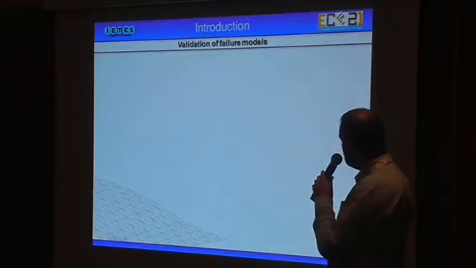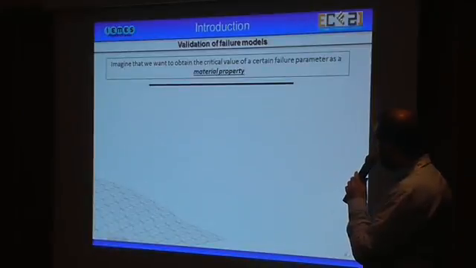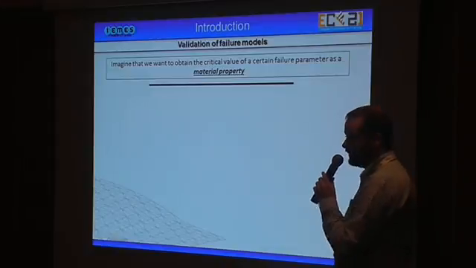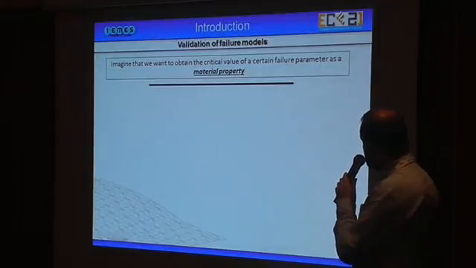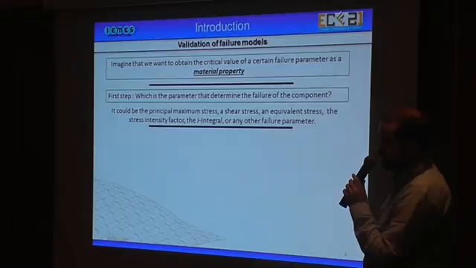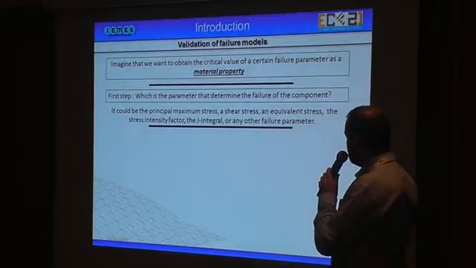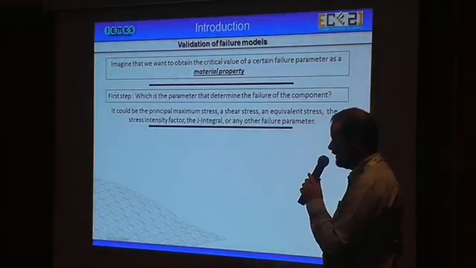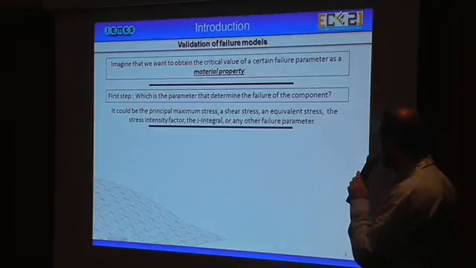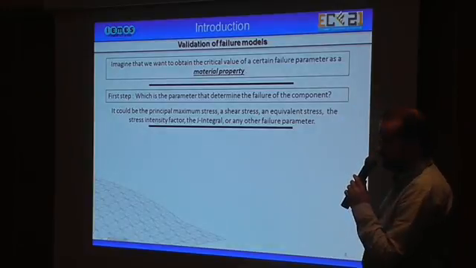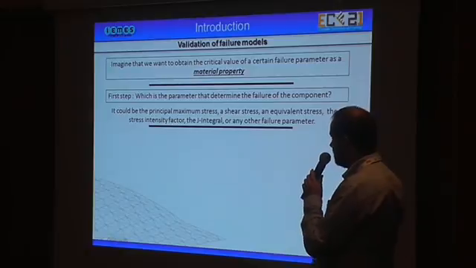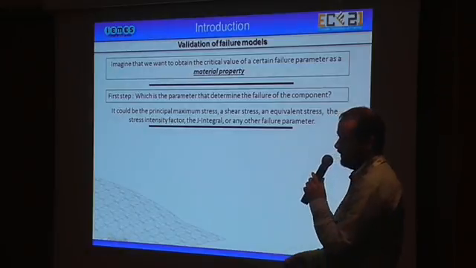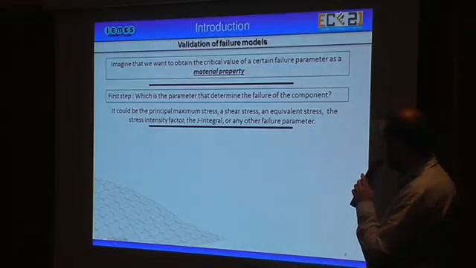Starting with the introduction and motivation, imagine that we want to obtain the critical value of a certain critical parameter as a material property. The first step is to solve this question: which is the parameter that defines the failure of the component? It could be a maximum stress, a zero stress, an equivalent stress, or maybe the stress intensity factor, plastic stress intensity factor, J integral, or any other parameter. We need to know what this parameter is.